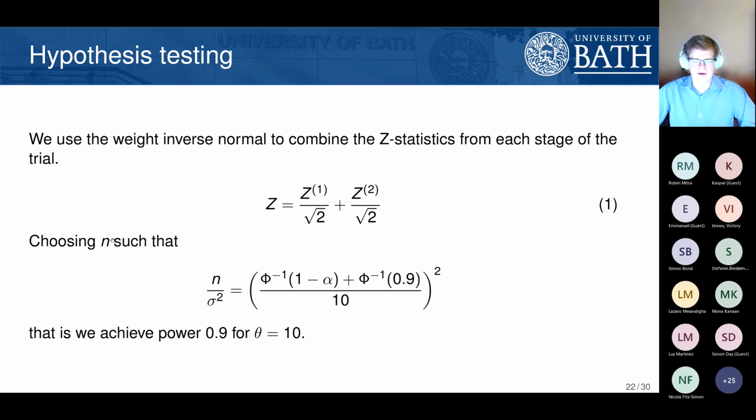Okay. And a note just for this example, I've chosen n and sigma squared such that essentially we end up with a power of 0.9 for a treatment effect of theta equal to 10. So just as a reference point for what's to come. Obviously, we could scale n and sigma squared to whatever we wanted, but this is just a simplification that will tell us everything we need for today.